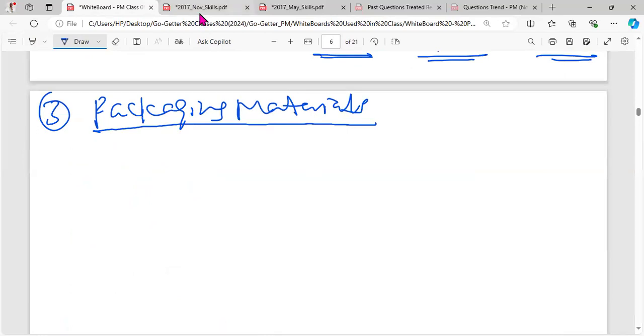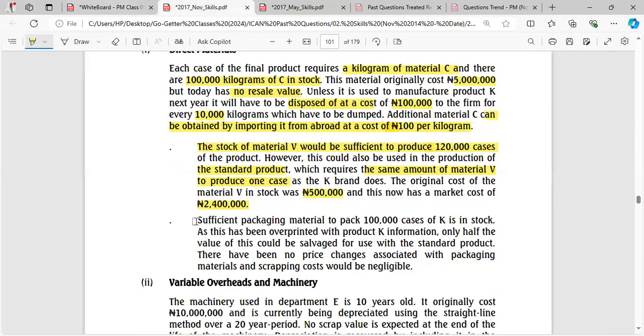So what do we know about that? Sufficient packaging material to pack 100,000 cases of K is in stock. So what it means is this. Is there packaging material in stock? Yes. But it can only cover for 80,000 and for 100,000. It cannot cover for 120,000. So we'll need to bring more.